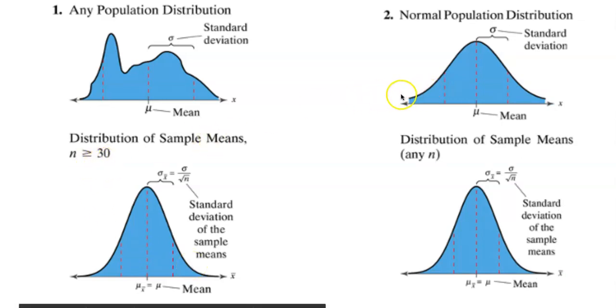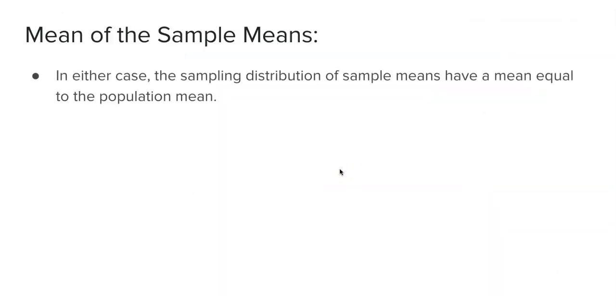But if you have a population that we know is normally distributed, then it doesn't matter what size n is, for any n, the distribution of the sample mean is always going to be normally distributed. I think we were talking about the same idea for the last however many minutes, but let's keep going. Mean of the sample mean.